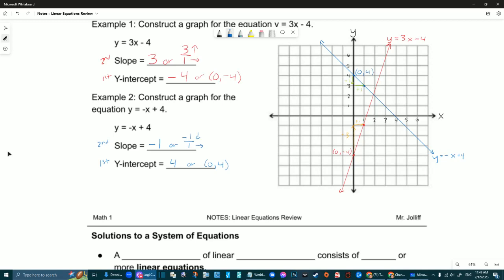Hi everyone. We're back for our last video on linear equations review. In our last video we graphed two lines. Now we're going to talk about systems of equations, which is related to that idea.